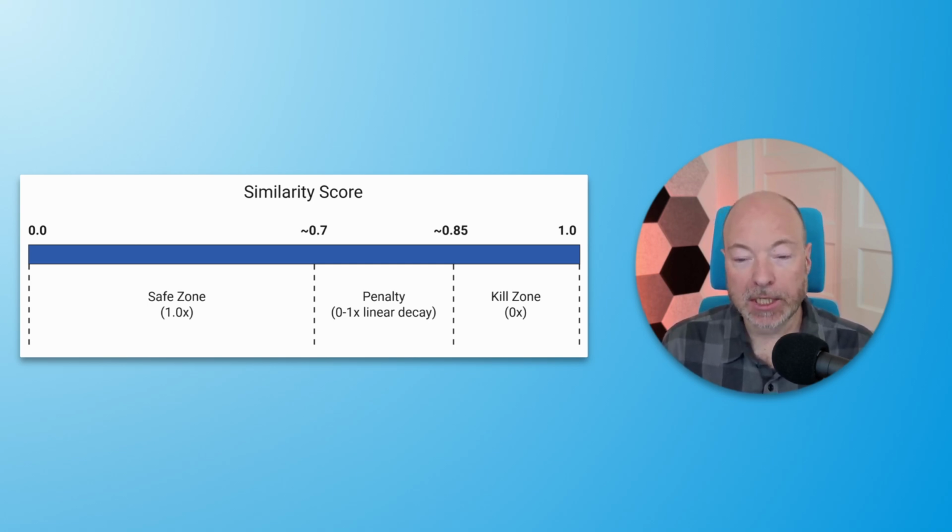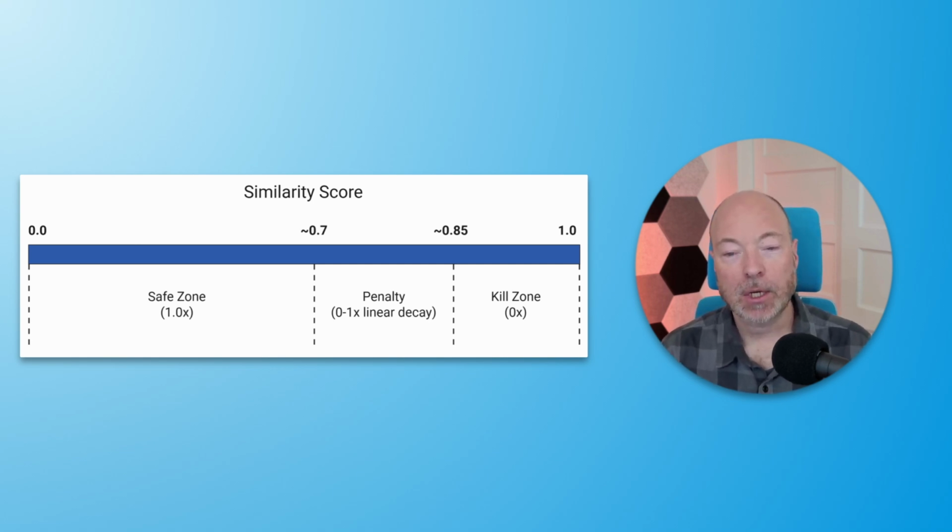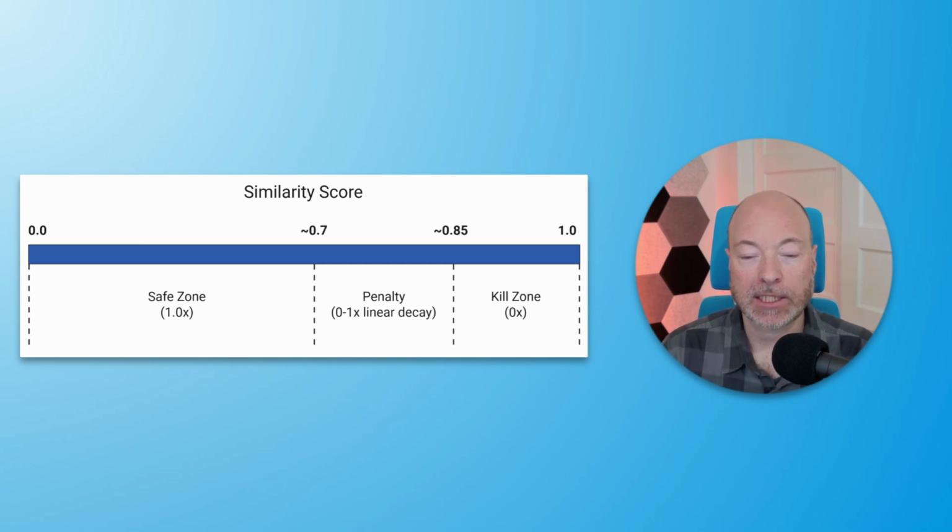And then the most interesting section is the one in the middle. So that's kind of our penalty region between maybe something like 0.7 and 0.85. We'll calculate a penalty here that's essentially a linear decay, right? So something at the 0.7 mark would get no penalty, so that would be a 1. And then something at the 0.85 mark would be a 0. And then everything in between would be somewhere between 1 and 0. So just sort of a linear interpolation.